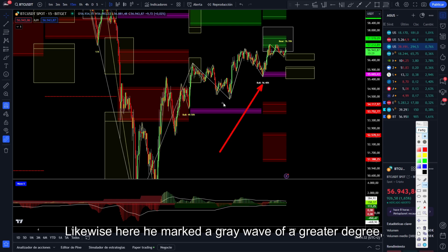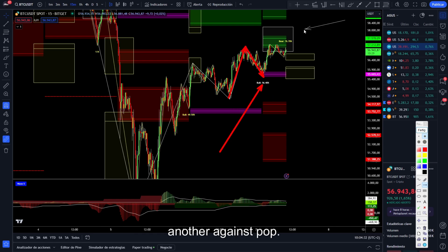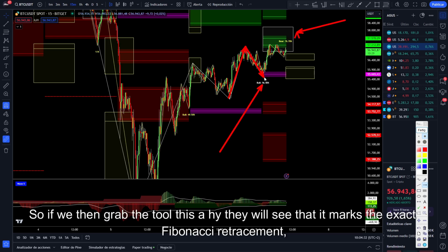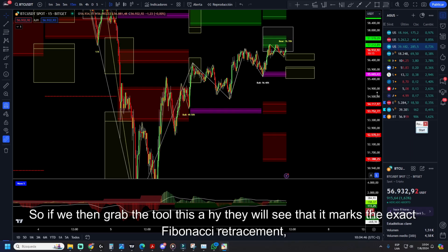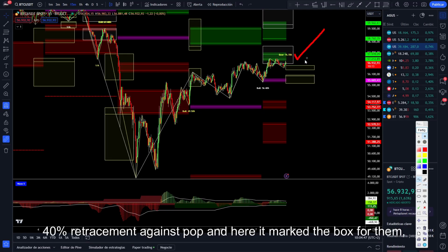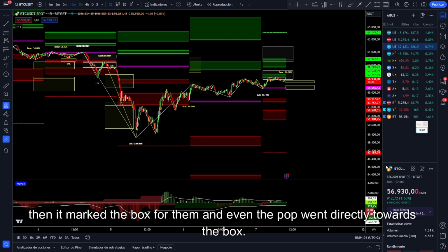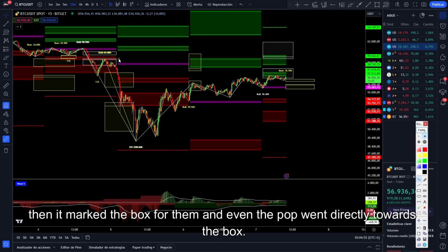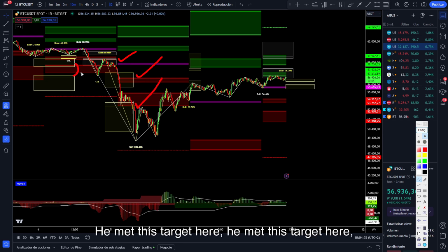Likewise here it marked a gray wave of a greater degree, another counter-move, with a 56% decline. So if we grab the tool, they will see that it marks the exact Fibonacci retracement. So it has a 56.40% retracement. And here it marked the box for them. Then it marked the box for them, and even the price went directly towards the box. The target was fully met. It met this target here. It met this target here.